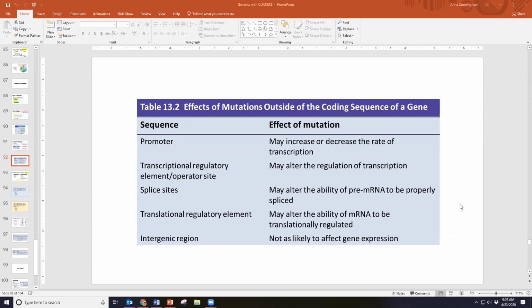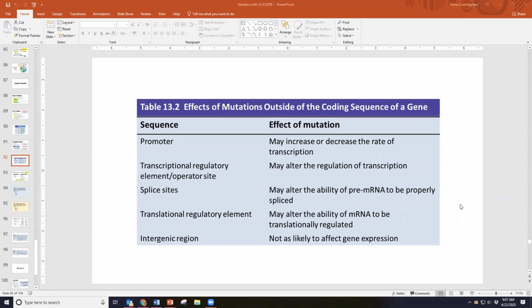And that can be if you have a mutation in the promoter, that could mean that transcription was either increased or decreased, right? It could mean that maybe RNA polymerase can bind and go without an activator. You can have a mutation like that. That would increase the rate of transcription. Or maybe you would have a mutation that would not allow an activator to bind appropriately, or a transcription factor, and that would decrease transcription. So you can have a lot of effects on that entire promoter.